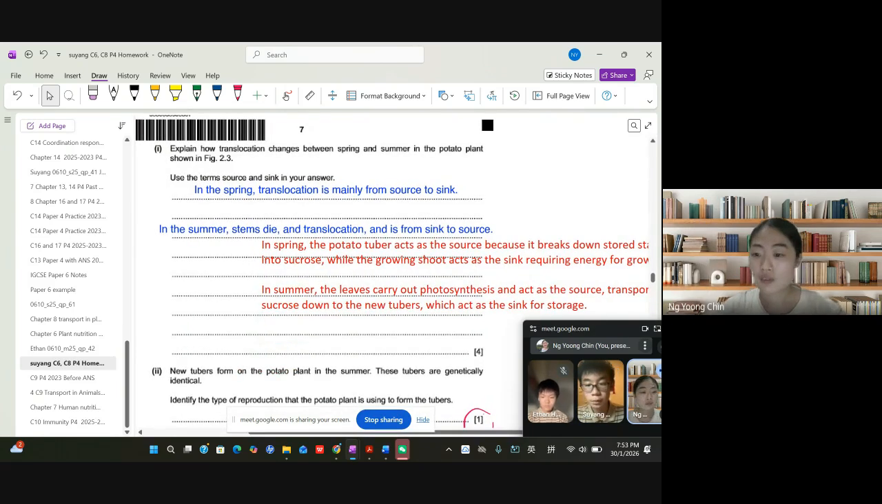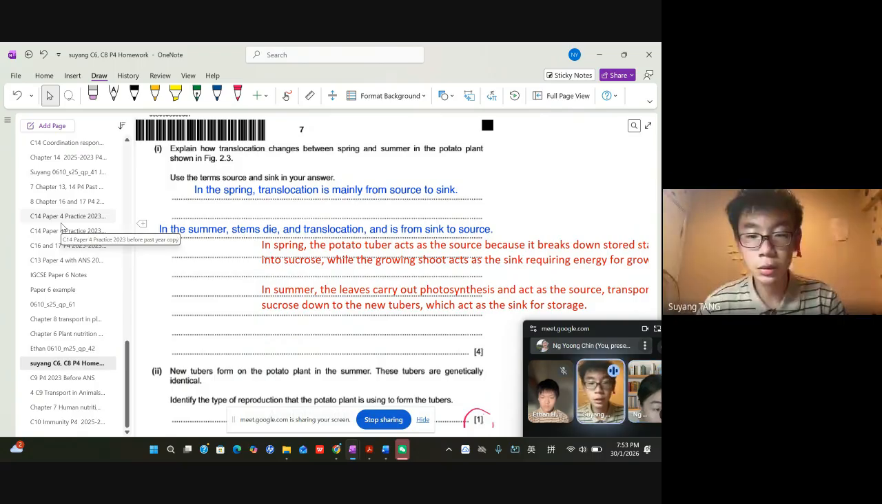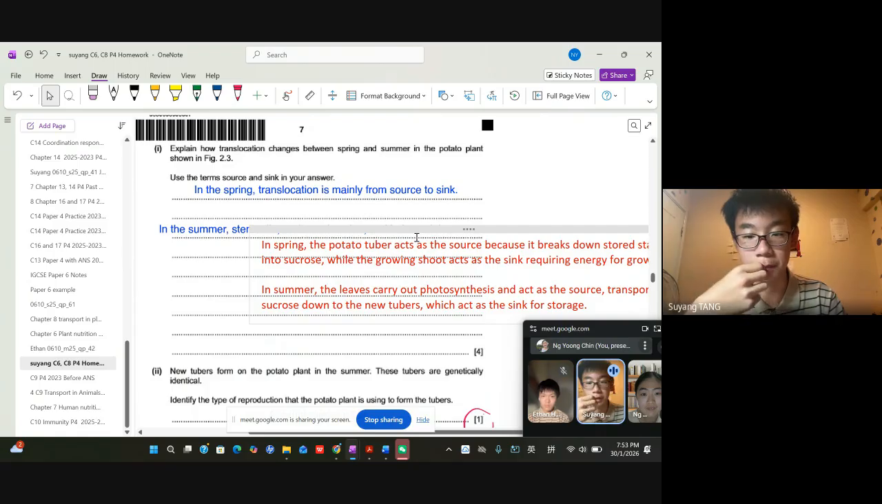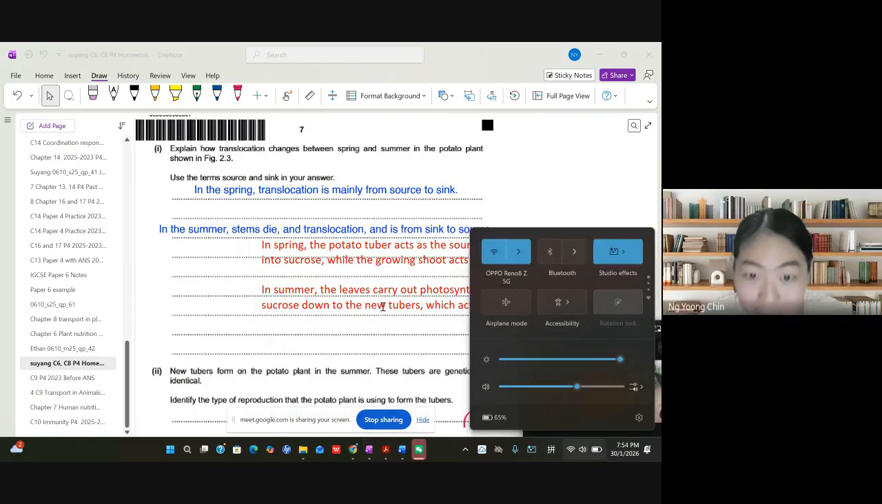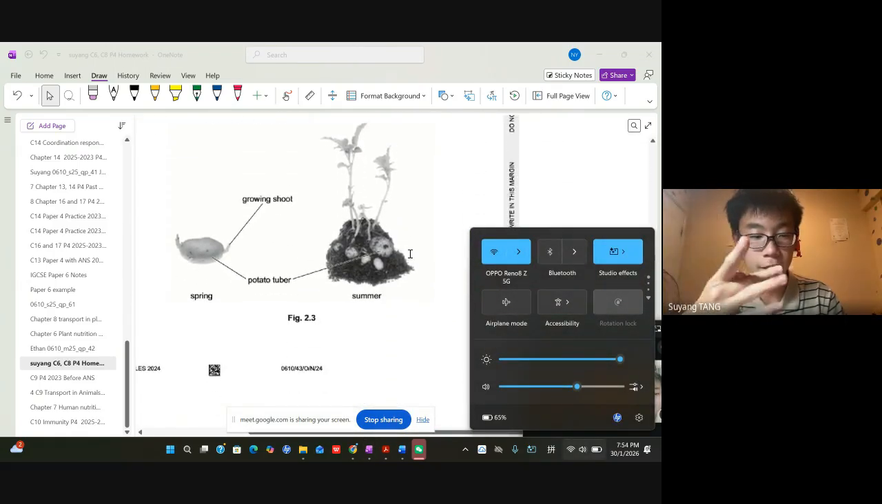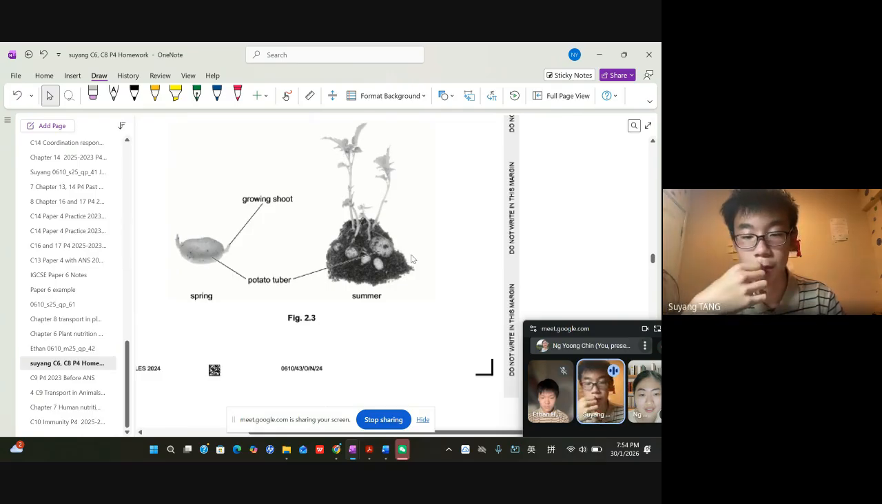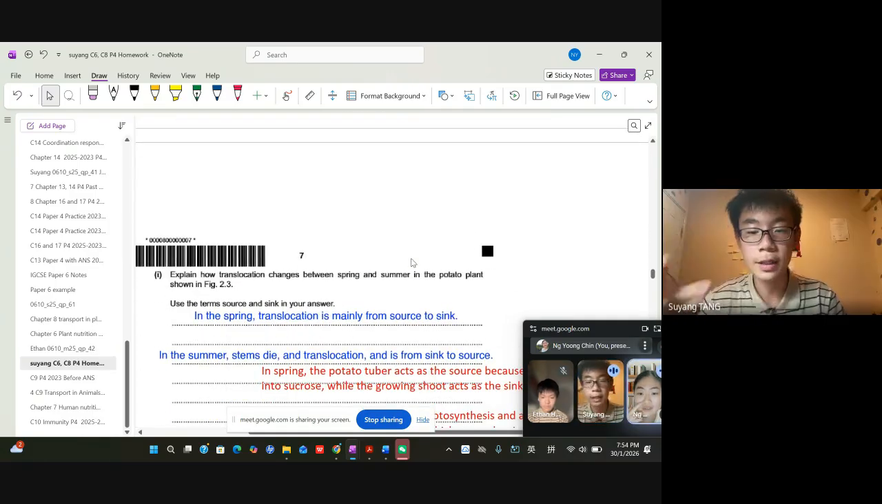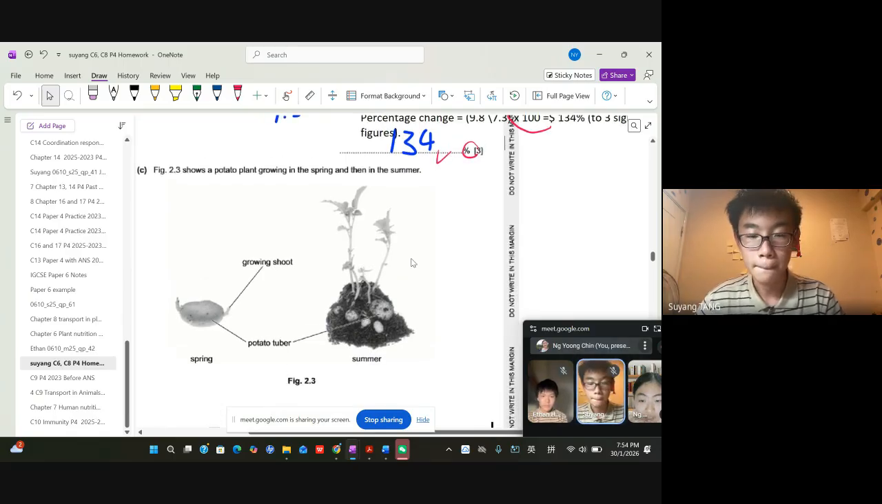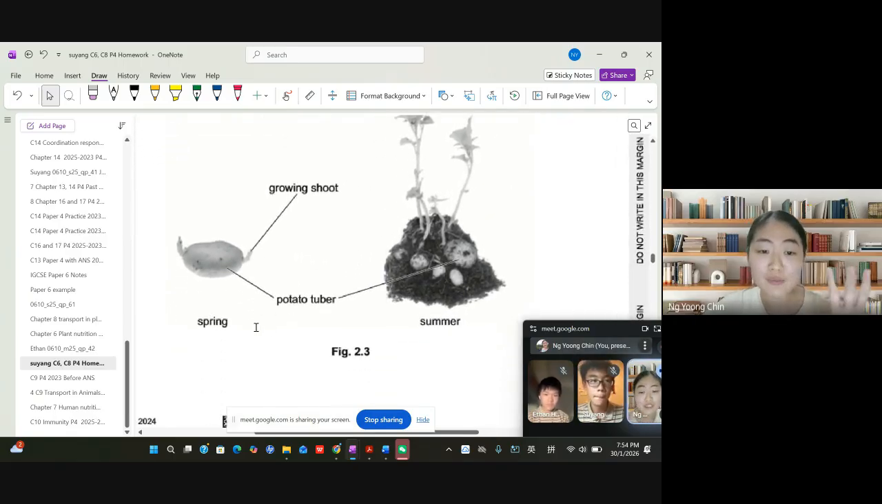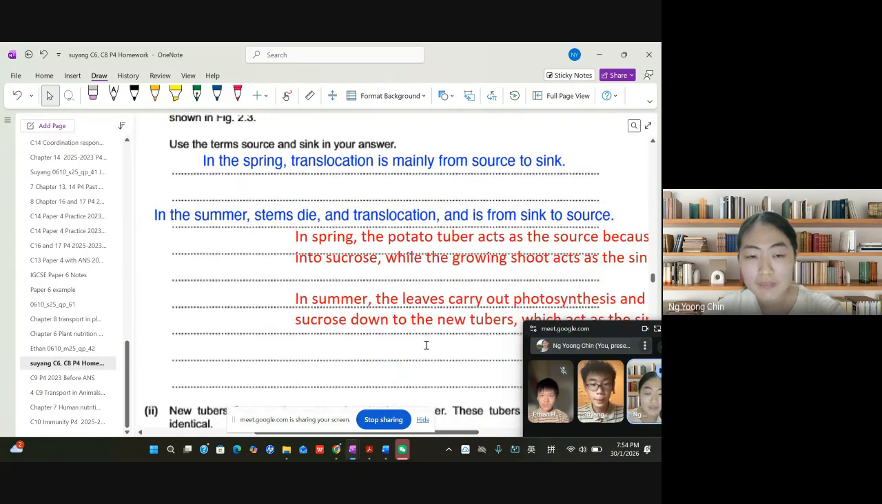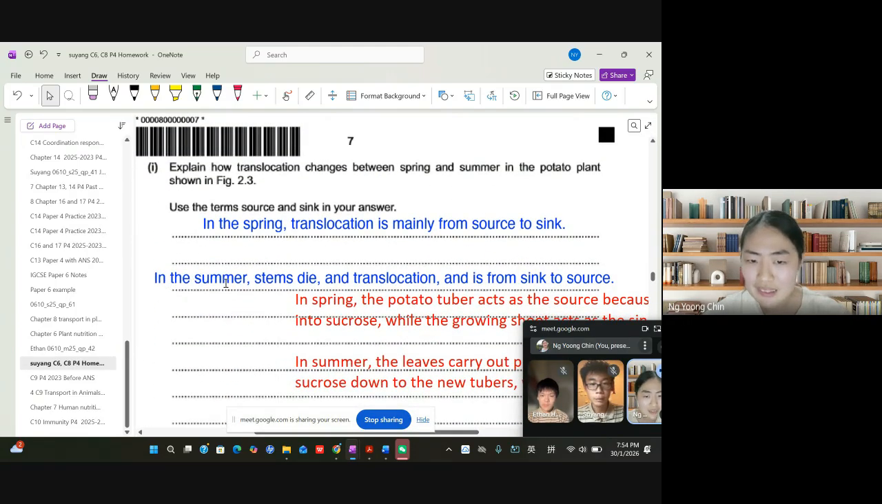Sorry, it's like the figure shows the plant is growing, so it's a bit confusing. If you look at the figure, during the springtime it's growing, and then in the summer it's fully grown. Does that mean anything, or is that just wrong? Oh, you mean the picture just tells you that in the springtime the plant has not grown yet, but in the summertime the plant already germinates. But I'm not sure why the answer you write is that in the summer the stem die.